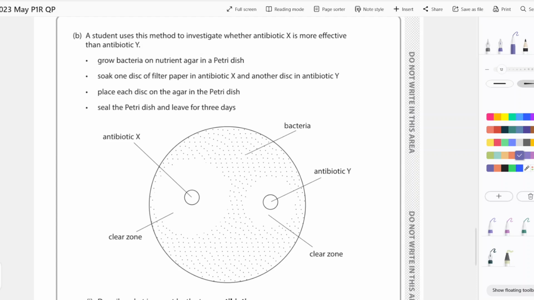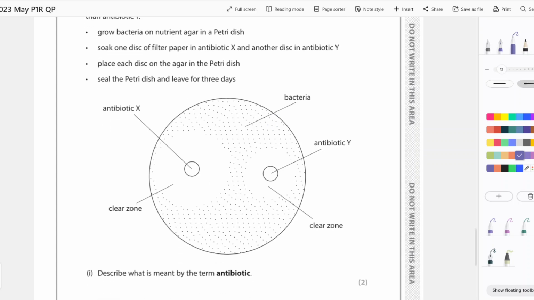A student uses this method to investigate whether antibiotic X is more effective than antibiotic Y. So first, they grow the bacteria on a nutrient agar in a petri dish, which is what we see in this diagram here. And then here they'd soaked this filter paper in antibiotic X, and then this one they'd soaked the filter paper in antibiotic Y. And they place it into the petri dish, they seal it and leave it for a few days, right?